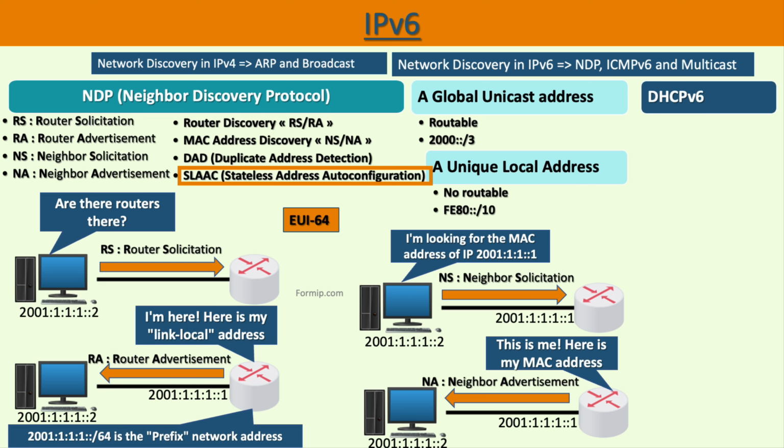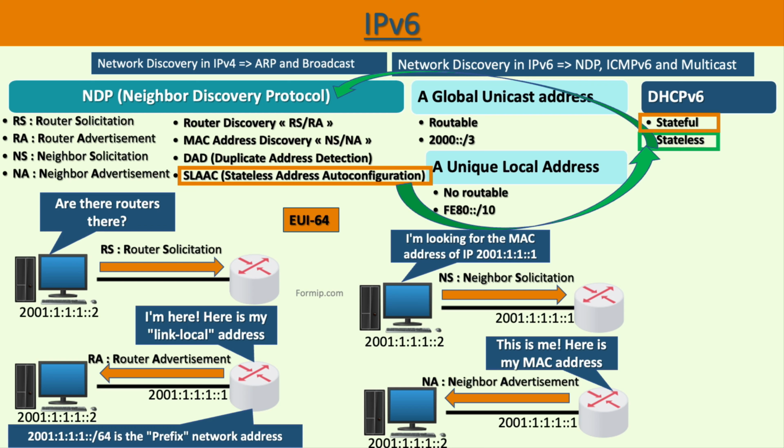DHCPv6 for IPv6 comes in 2 forms: stateful and stateless. The stateless form allows you to give the only information that is missing from the SLAAC function of the NDP protocol. That is, the IP addresses of the DNS servers. In a LAN network, the simplest way is to set up the auto configuration with a stateless DHCP server, NDP protocol, and SLAAC function.